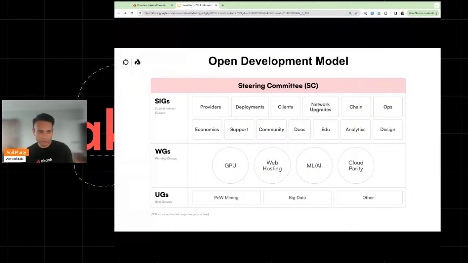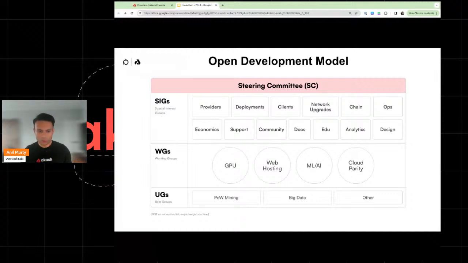For example, we have a special interest group dedicated to providers, and these are people that meet regularly and talk about everything provider related and work on improving the lives of providers on the network and how we can make them successful. Similarly, we have a group dedicated to clients. We have a special interest group dedicated to community, to economics, and so on and so forth.